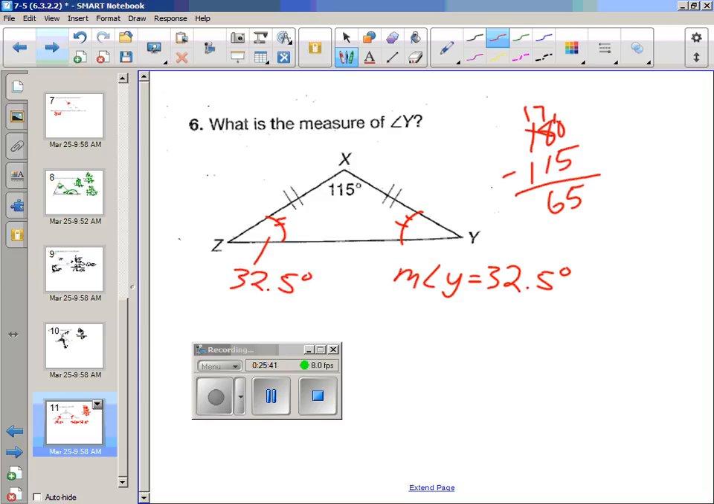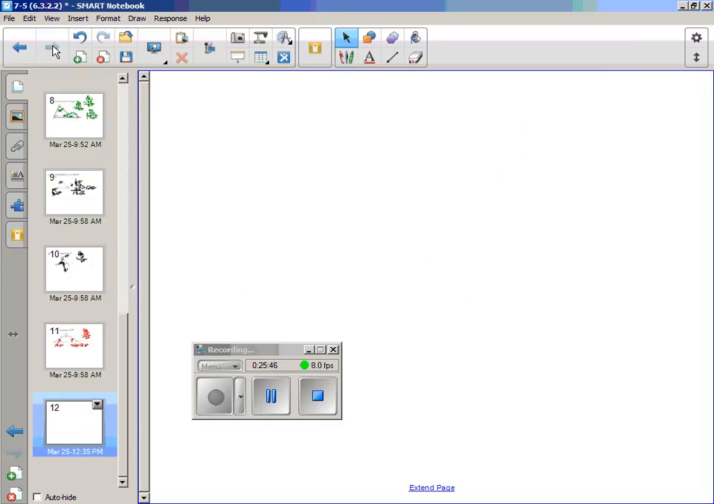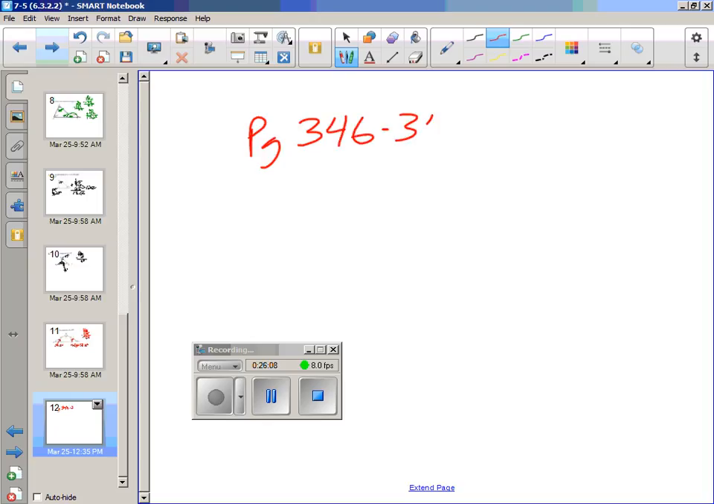Okay? So our homework assignment for today: page 346 and 347. We are going to do numbers 9 through 25 odd.